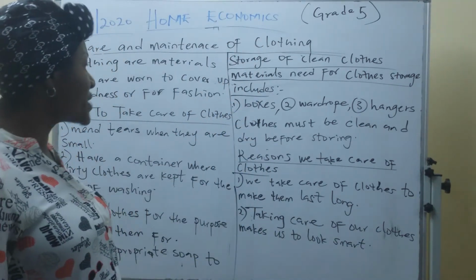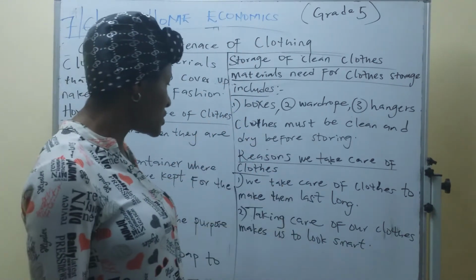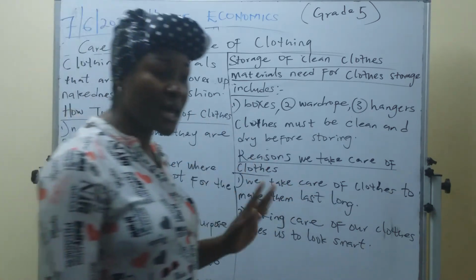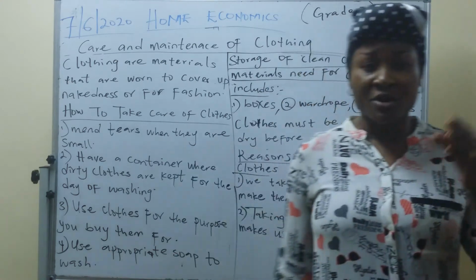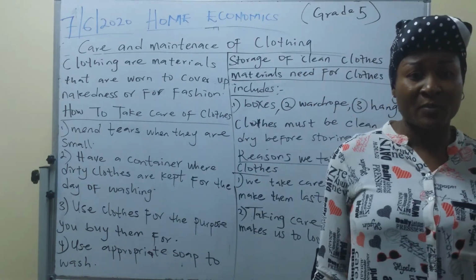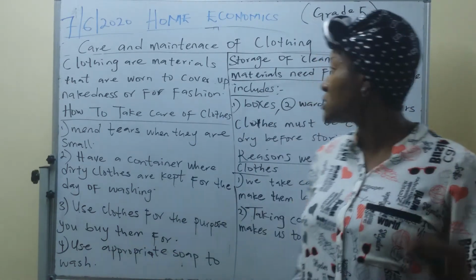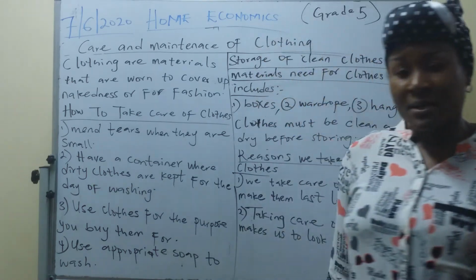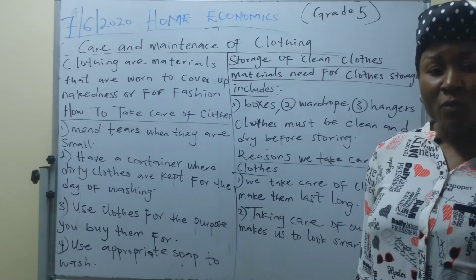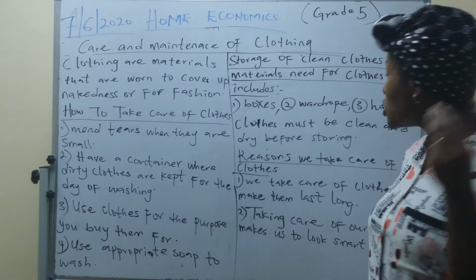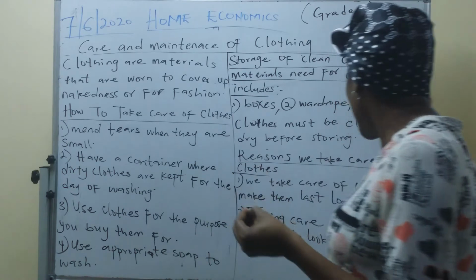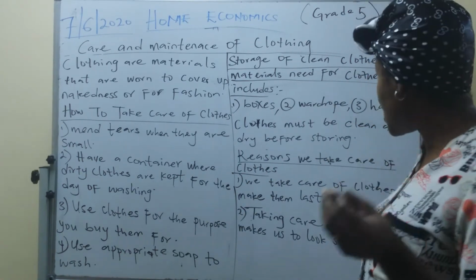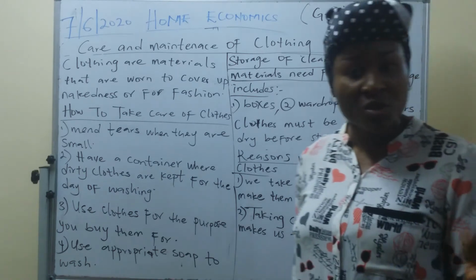Now, what are the reasons we take care of our clothes? We take care of our clothes to make them last long. When you don't take care of your clothes, like removing stains as fast as possible, washing dirty clothes, using appropriate soap and detergent to wash your clothes, mending tears when they are small. When you don't do all these things, your clothes will not last long. You will discover that you just bought a cloth today, tomorrow it is already bad.